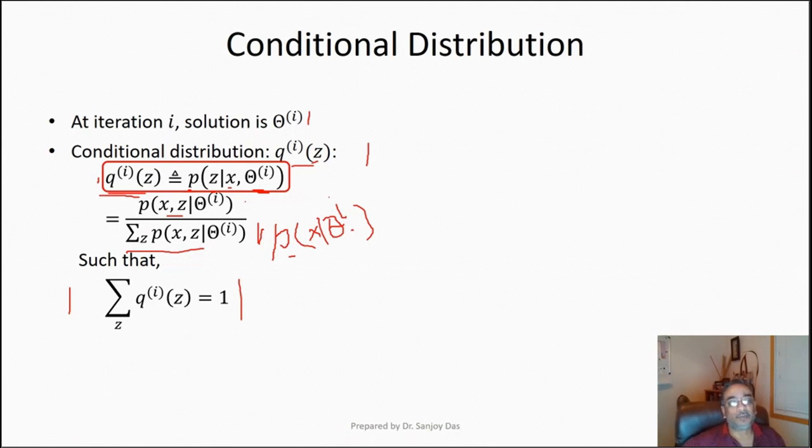So Q^i(z) is the probability distribution of the hidden variables conditioned on the current model parameters, or current hypothesis, I can use the word hypothesis here, and the observed samples.